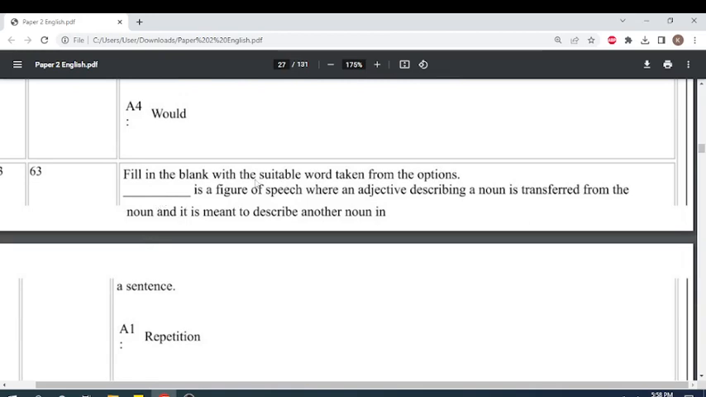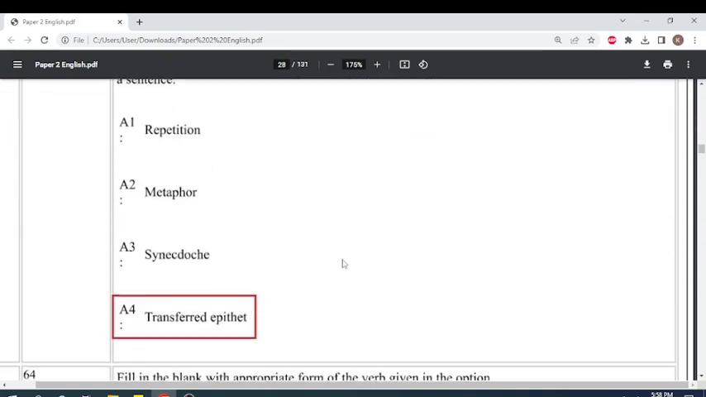63. Fill in the blanks with a suitable word taken from the options. Dash is a figure of speech where an adjective describing a noun is transferred from that noun and is meant to describe another noun in a sentence. Answer A4, transferred epithet.